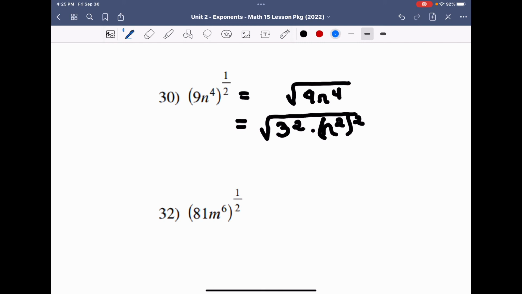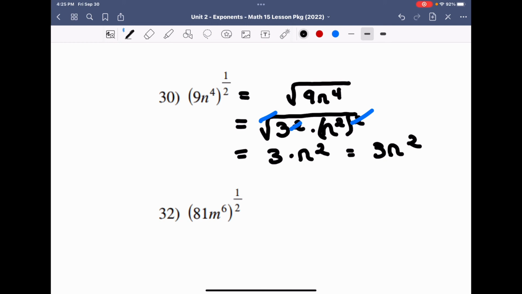But here's where I've forced something. The square root on the outside can now be canceled with the square here and the square here, meaning these all cancel. What is my remaining solution? 3 times n squared, which is just equal to 3n squared. So if I can force my index to be like my power on the interior, they can cancel directly.